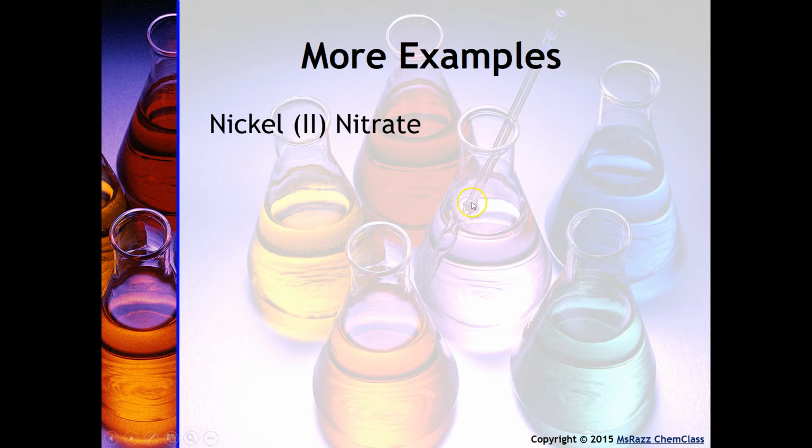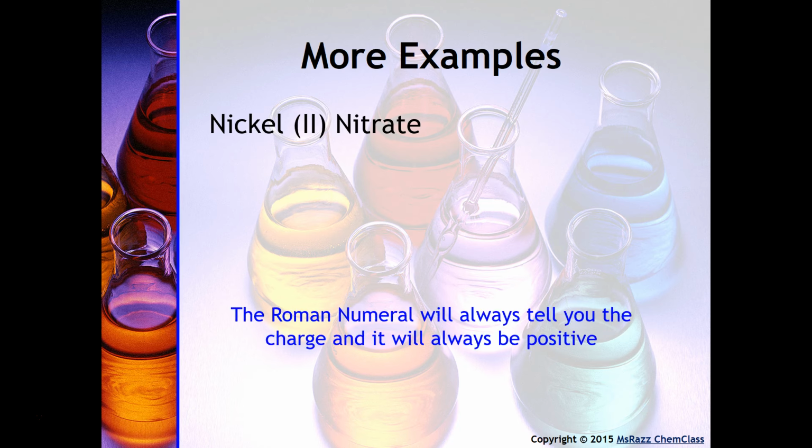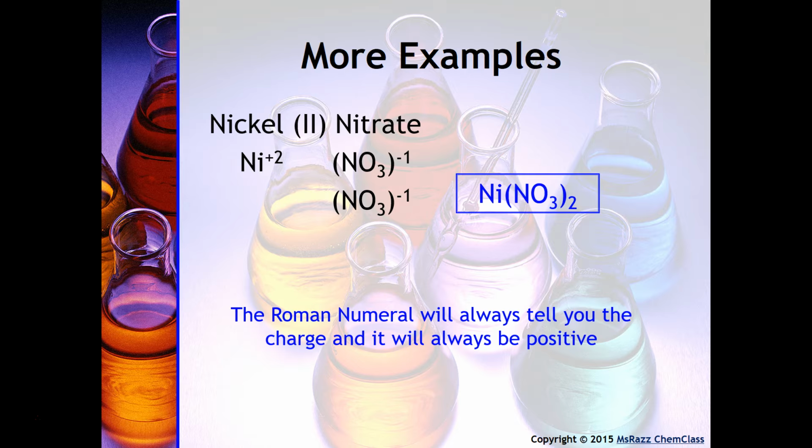Here's another example, and you're probably interested in this Roman numeral. Well, if you look to see where nickel is on the periodic table, you would see that this is also in the transition metals section, and you probably notice that there's actually more than one possible charge for nickel. The good thing about this is that the Roman numeral will always tell you the charge and it will always be positive. So in this case, nickel 2 means nickel with a +2 charge, and nitrate is going to be NO3 with a -1 charge. In order to have the compounds form and have the charges equal each other, you're going to have 2 nitrates, and so that will be your formula.